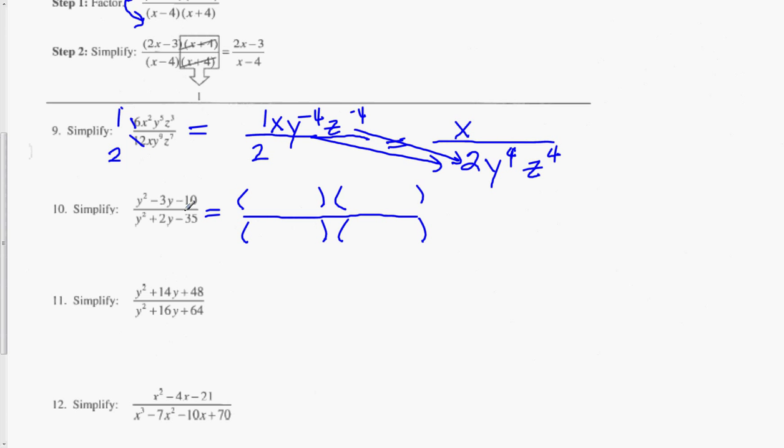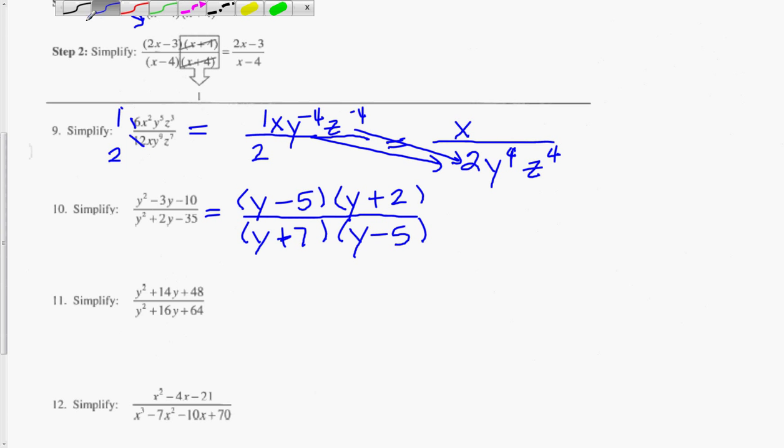I need factors of negative 10 that add up to a negative 3. So that would be negative 5, positive 2 for the top. On the bottom, I've got y squared plus 2y minus 35. So I need factors of negative 35 that add up to a positive 2. And so that would be positive 7 and negative 5. Okay, now you can see I have a y minus 5 on the top and a y minus 5 on the bottom. So I'm going to cancel those out.